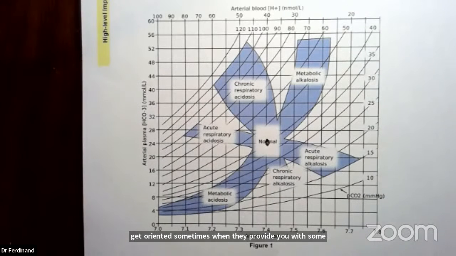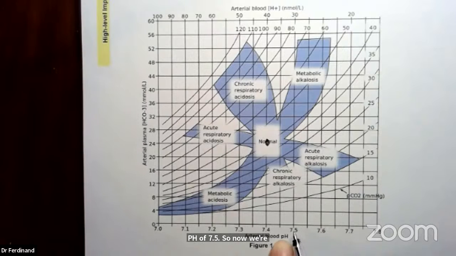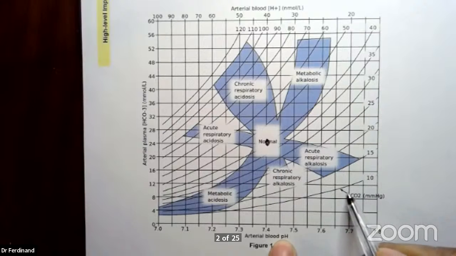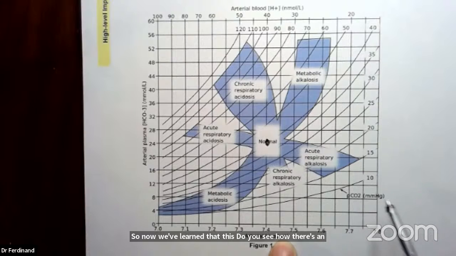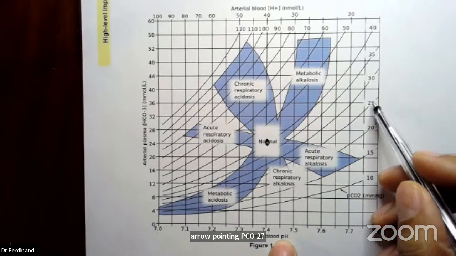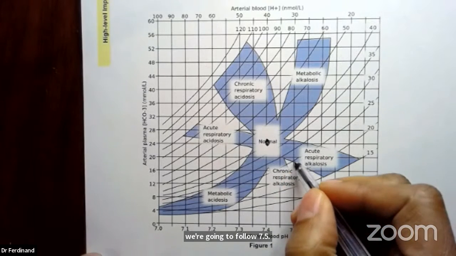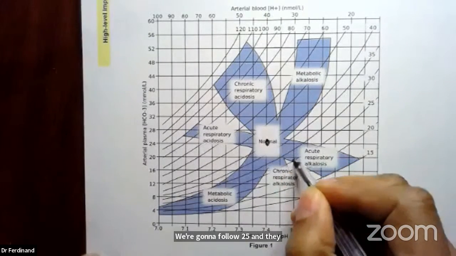Okay, so question number 8, you can put your answer in the chat. According to figure 1, an arterial blood pH of 7.5. So now we're moving over here to 7.5, and PCO2 of 25. So now we've learned that, do you see how there's an arrow pointing PCO2? So these are the curvilinear lines. So PCO2 of 25. So we're going to follow 7.5. We're going to follow 25, and they intersect right here.